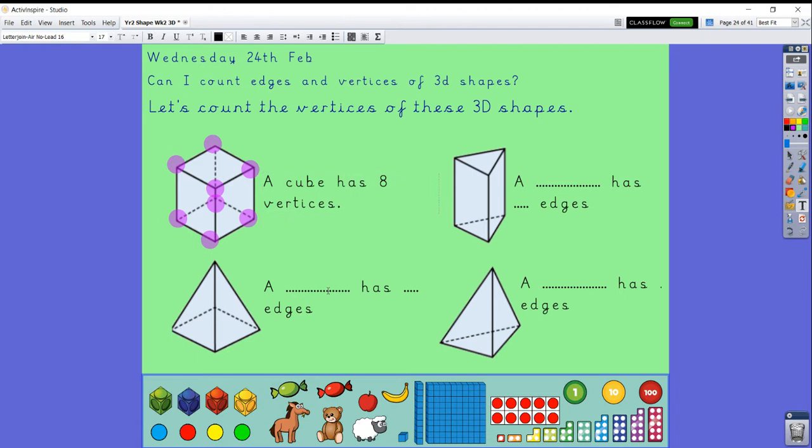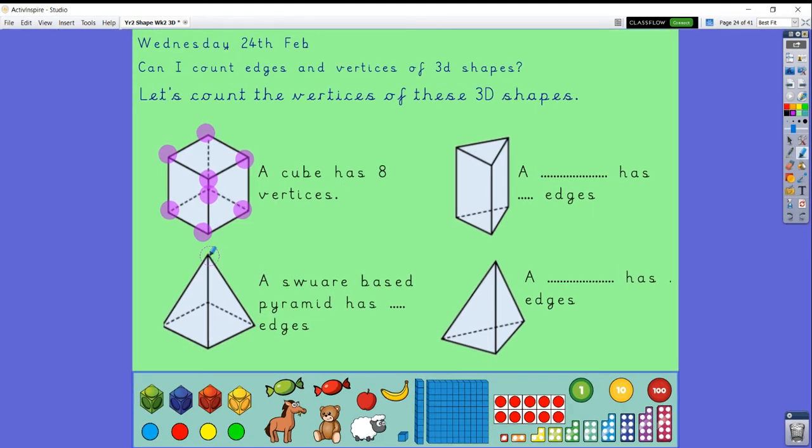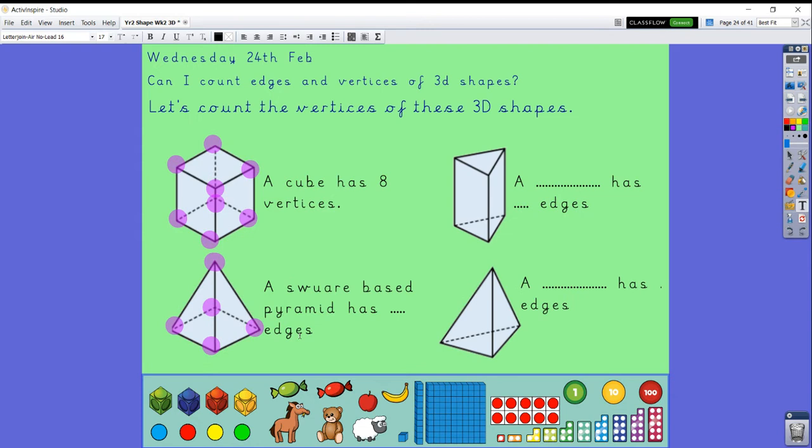What about our, remembering this is our square-based pyramid, and that has got, using our highlighter, 1, 2, 3, 4, 5. Oh, I've written edges. Has got 5. Let's change that to vertices. Now, I've done that on the other ones as well, haven't I?